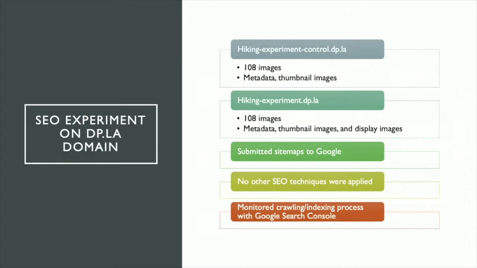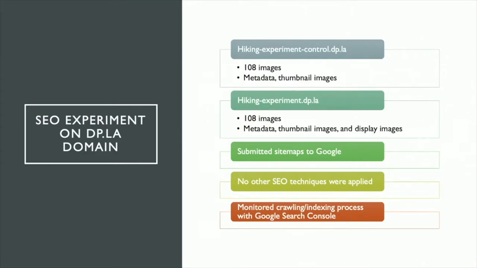To be clear, the reason why he did that was initially we tried to use photos that Googlebot had already seen on other sites, and we had a lot of trouble getting Googlebot's attention. So we brought both of these sites up, identical metadata, small thumbnail on one, display image on the other, and we submitted those sitemaps to Google. And we didn't do anything else to provide for SEO. We didn't change the metadata. We didn't go advertise the site anywhere or link to it from anywhere.